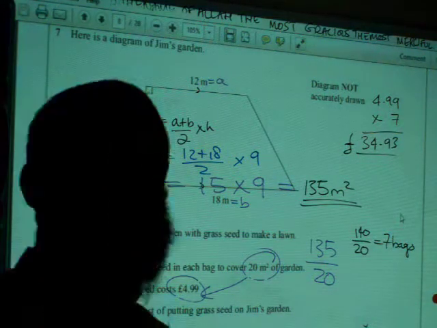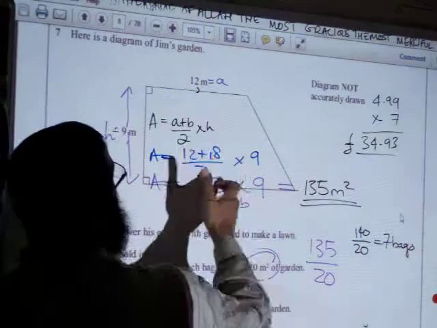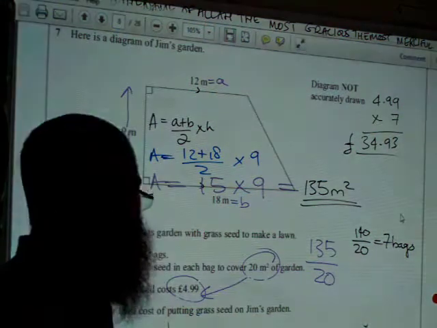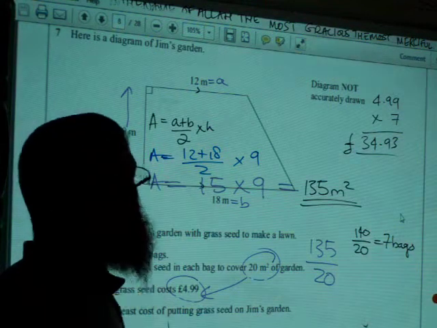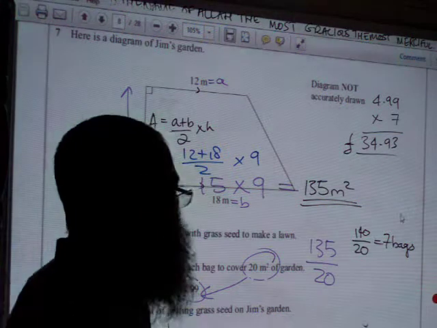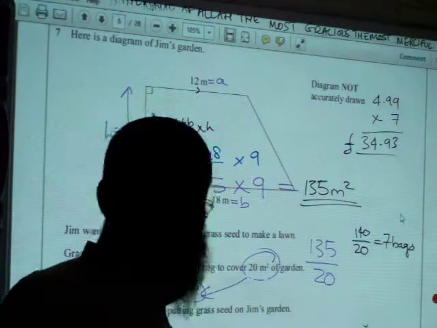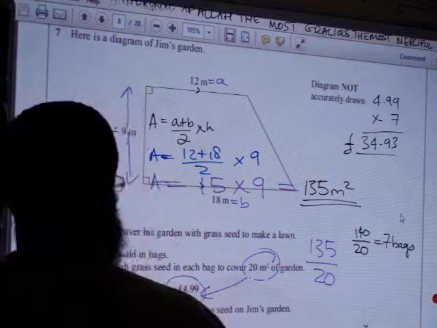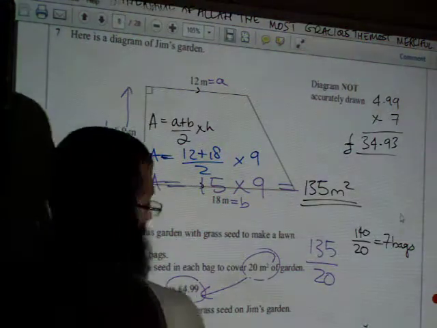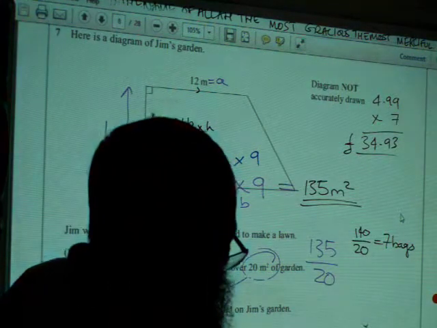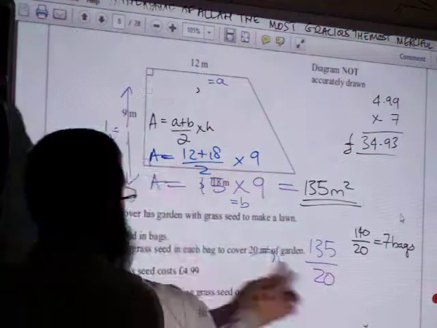You can also split up the shape, make a rectangle and a triangle. That's also completely correct. Whichever way, whatever floats your boat. No problem at all. Is that it for that particular question? Can you give me the next one, please?